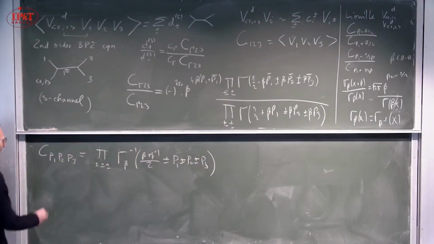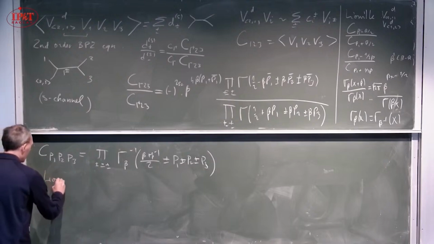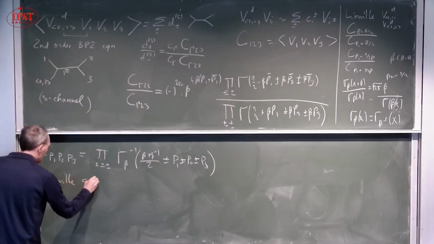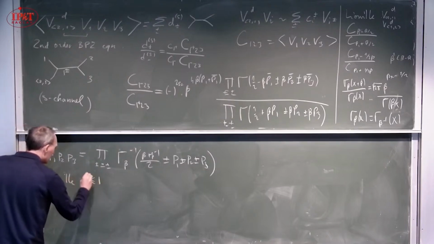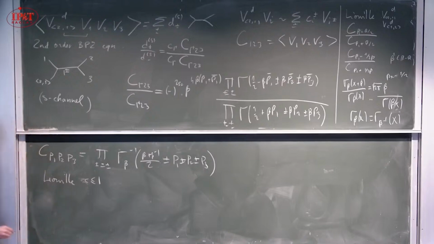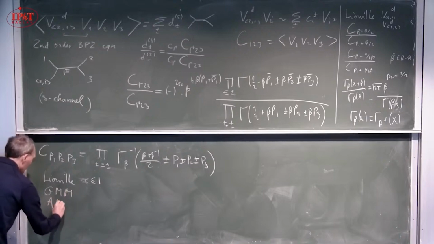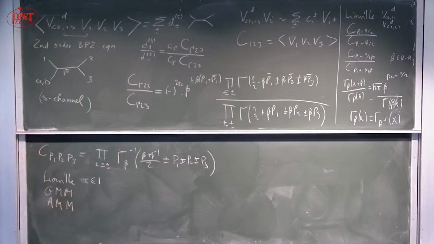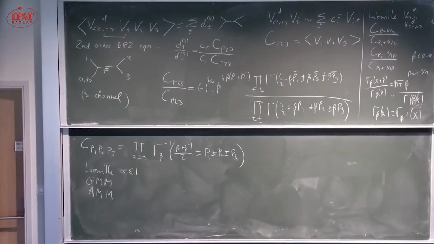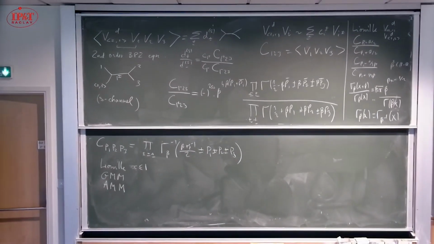And this gives us the solution not only for Liouville theory with c less than 1, but also of generalized minimal models and A series minimal models. So all these CFTs which are diagonal with two degenerate fields. Okay, so that was the reminder.